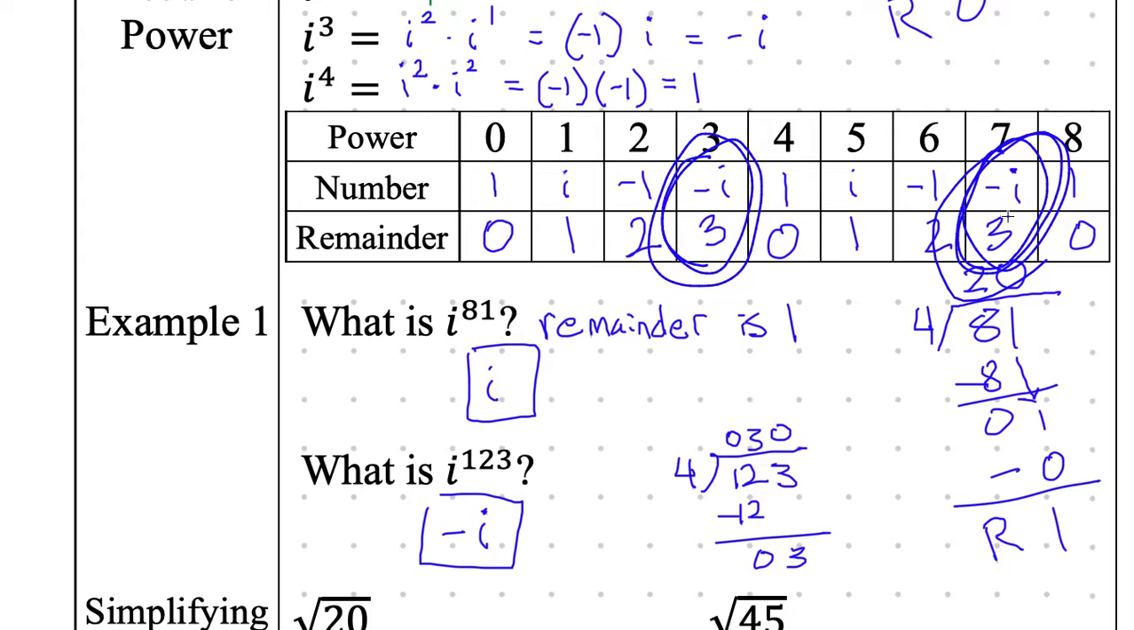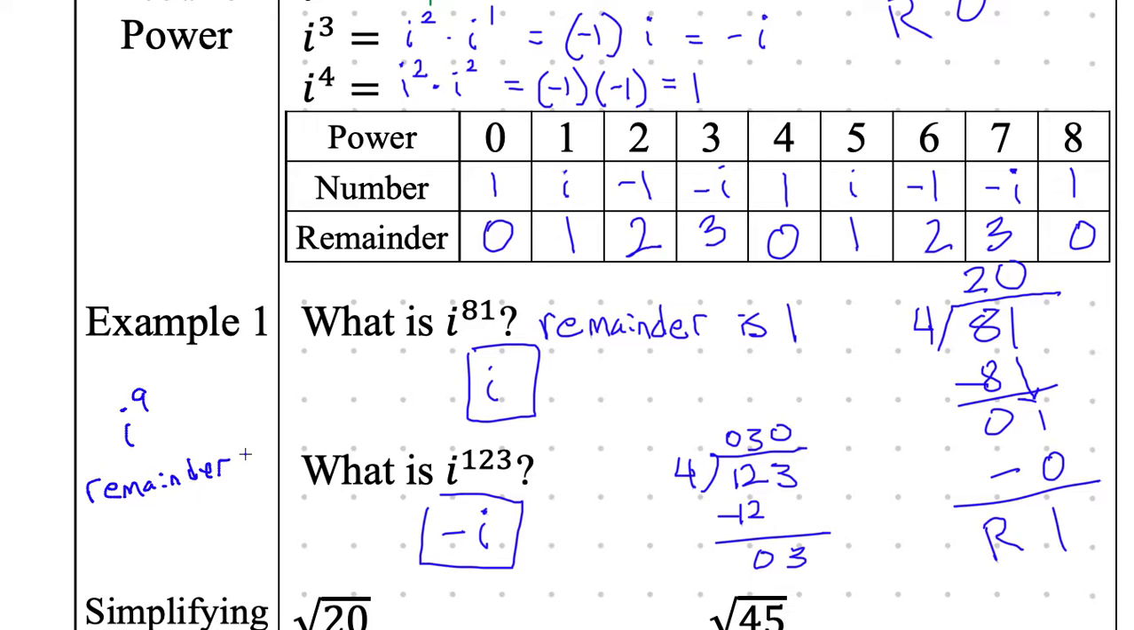That's not quite true. For example, 9. 9 is a multiple of 3, right? i to the power of 9. But if I do 9 divided by 4, I get a remainder of 1. This has a remainder of 1. And 1 always matches up with i, so this one is going to be equal to i. Okay.